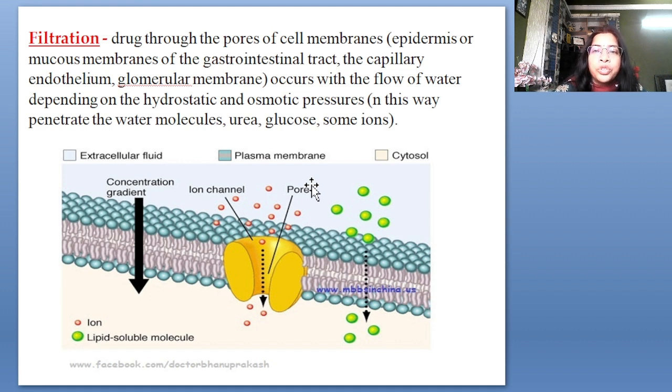Now, what is filtration? Passage of drug through the pores of the cell membrane, epidermis or mucous membranes of the GIT, the capillary endothelium, and the glomerular membrane occurs with the flow of water depending on the hydrostatic and osmotic pressure. Molecules such as endogenous water molecules, urea, glucose, and some ions use the filtration method.